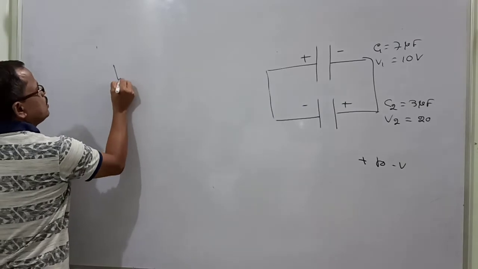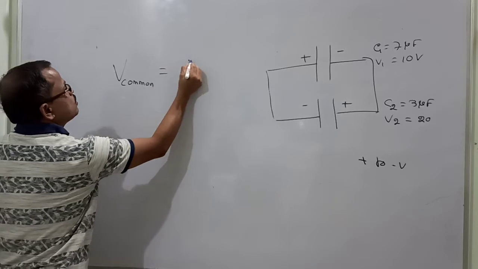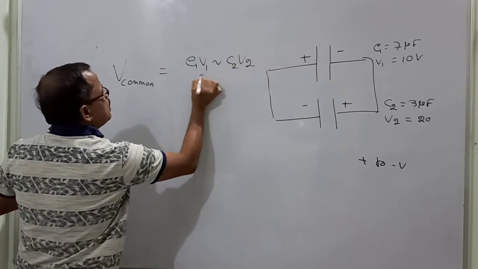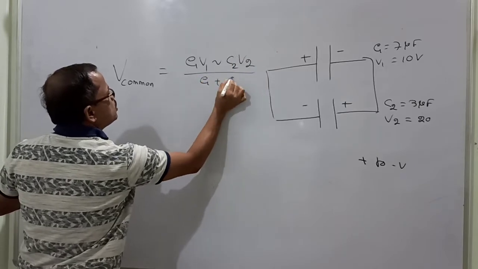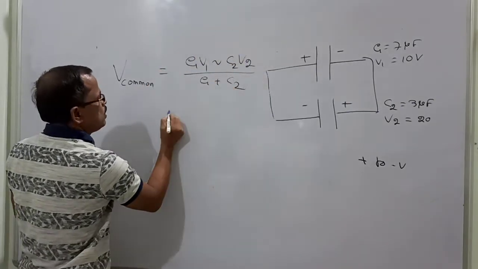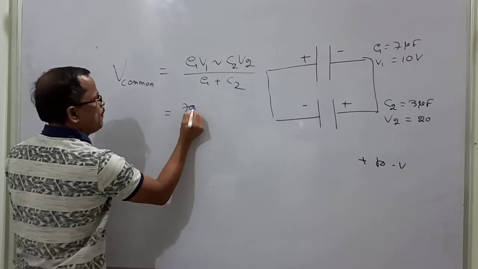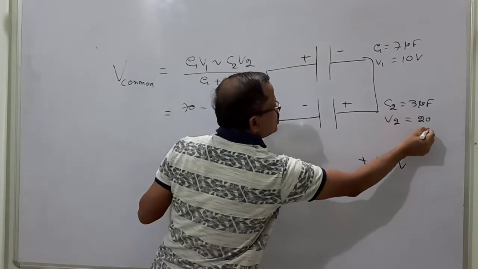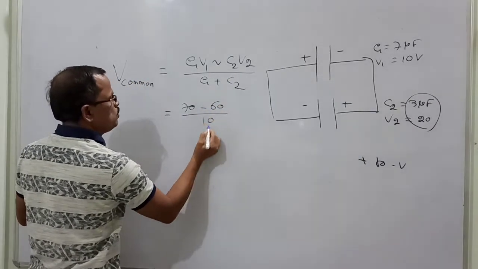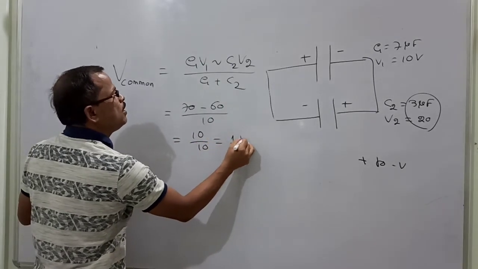So the common potential, the formula will slightly change. The common potential is equal to C1V1 minus C2V2 divided by C1 plus C2. Difference means whichever is more, you take this part and subtract the other. So obviously C1V1 is equal to 70 minus C2V2, which is 60, divided by C1 plus C2, which is 10. So that is equal to 10 by 10, that is equal to 1 volt.